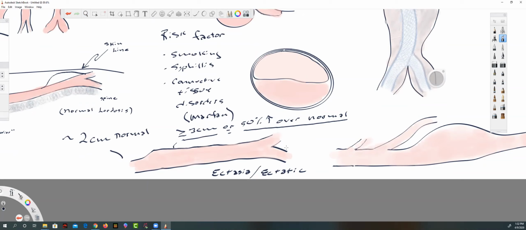Oh, and iliacs are generally 1.5. Here, I'm going to use this. These little squiggly lines mean about 1.5 centimeters is normal, and if it's greater than 50% over that, it's abnormal, it's an aneurysm.